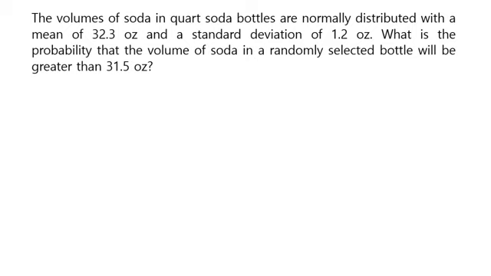The volumes of soda in quart soda bottles are normally distributed with a mean of 32.3 ounces and a standard deviation of 1.2 ounces. What is the probability that the volume of soda in a randomly selected bottle will be greater than 31.5 ounces?